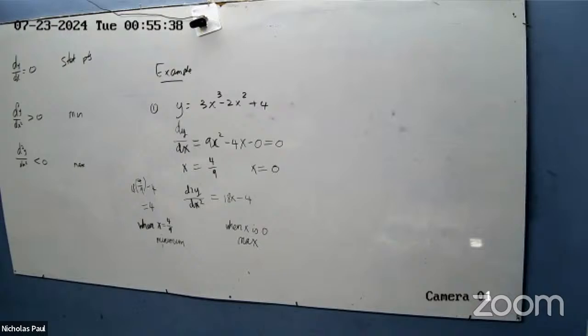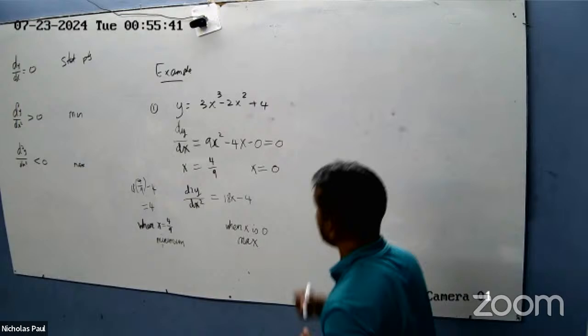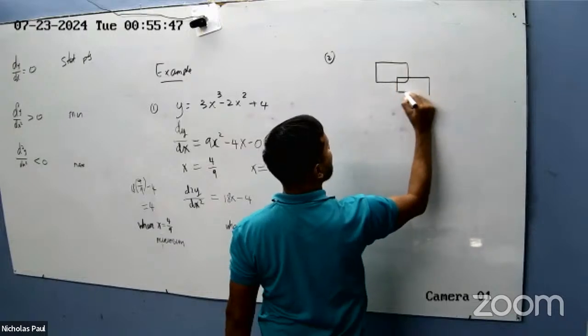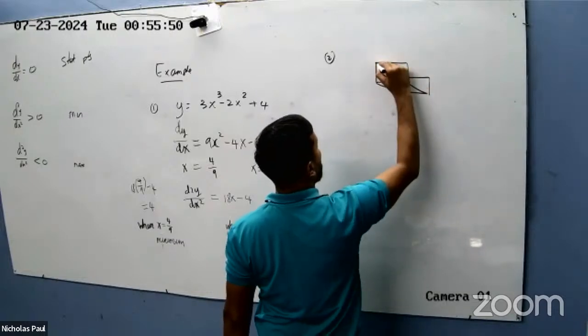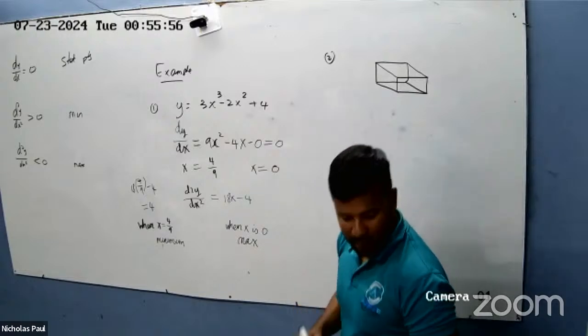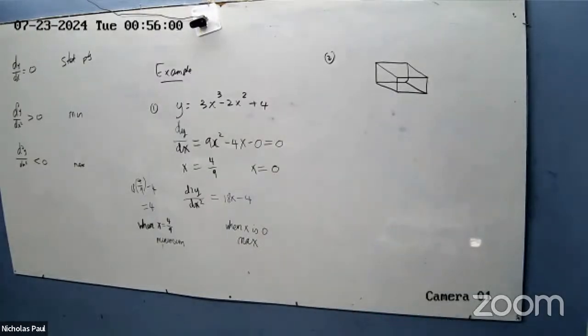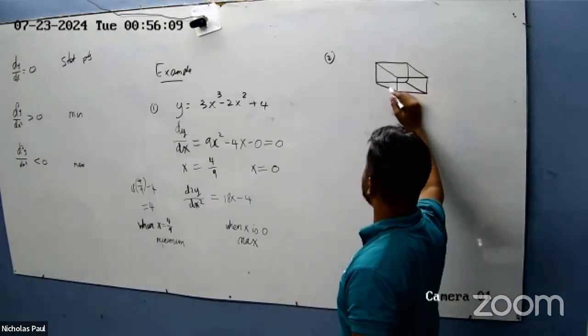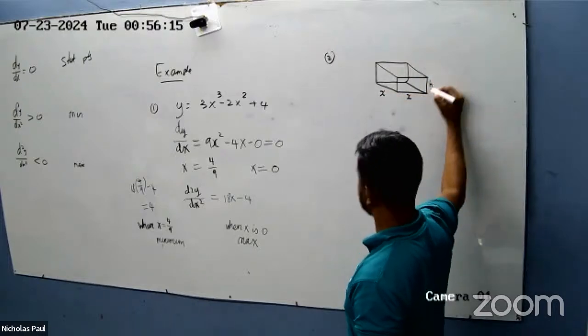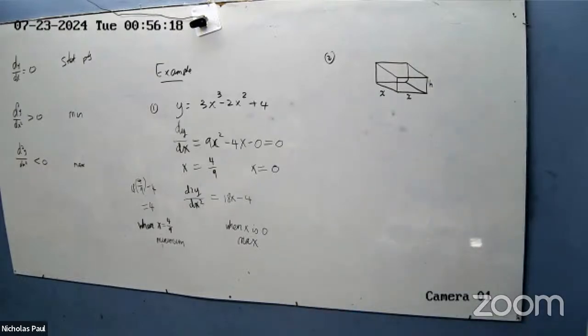An open tank, I'll draw one now so you know what you're working with. It's something like this. It's an open tank with a square base. So down here is square. Let's call here x, let's call here x, and let's call the height h.